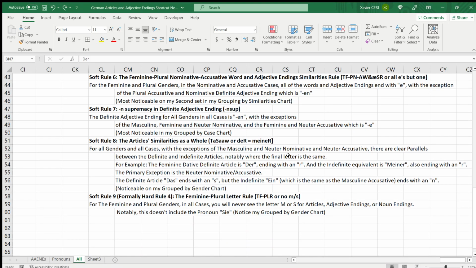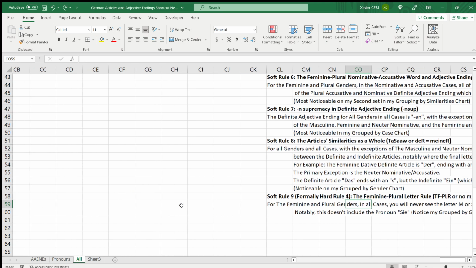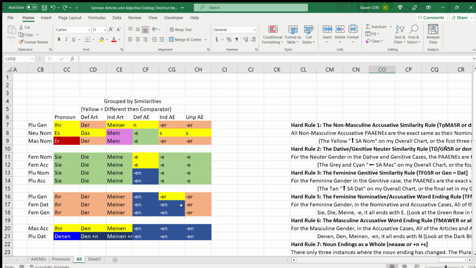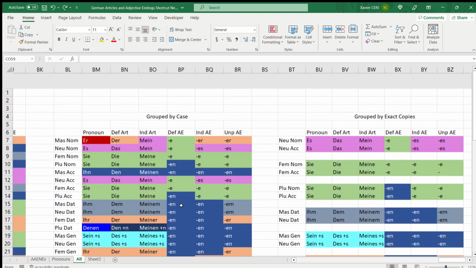Cool. And finally, this used to be the hard rule before I changed it to a soft rule, because it doesn't apply and there are exceptions. The feminine and plural genders, in all cases, you will never see the letter M or S adjective endings for articles, adjective endings, or noun endings. Notably, this doesn't include the pronoun sie. So if you're looking at the feminine and plural gender, you're not going to see any letters M or S. Even if you don't know, you can narrow it down by saying, well, it's feminine or plural, there's no M or S. Take a look at this, right?